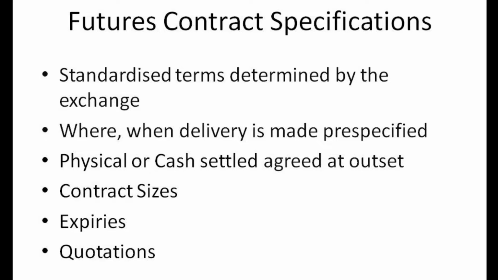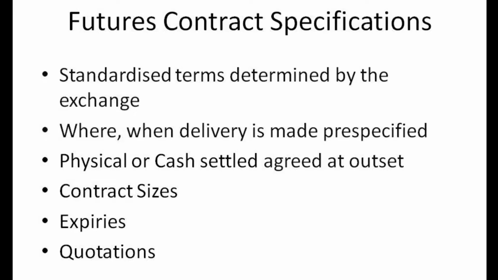Quite simply, the first thing is where and when delivery is made. So if it's something like oil or gold, where will this oil or gold be delivered to? And equally when, what is the expiration of this contract? Whether it will be delivered in physical form or whether there will be cash settlement on this contract will be agreed at outset. The contract size, so how much of this underlying you are buying and selling per contract, will be agreed. The expiration date will be agreed. And how the price is quoted will be agreed.